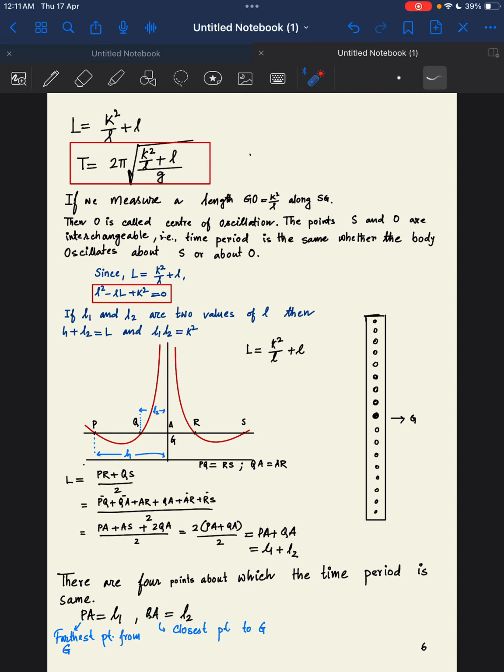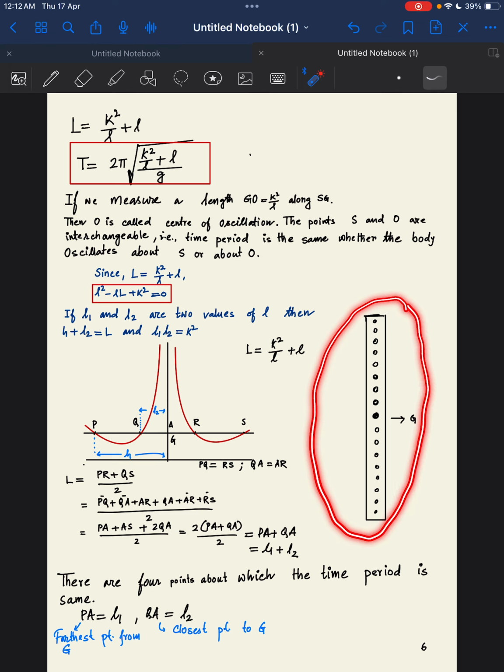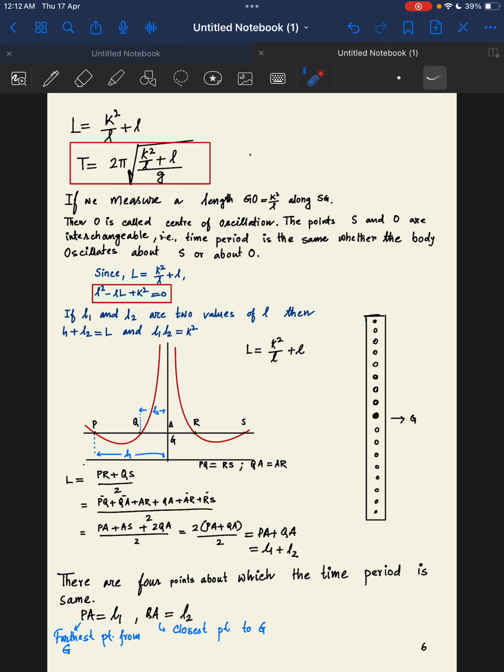So I can find L precisely from the graph, and there is no approximation like the bob must be a point mass. In this case there is no concept of point mass because this is a rigid body and the mass is distributed over the length. So the concept of point mass is neglected here and that can be omitted. So the difficulty of finding L with approximation is not here. That is the advantage of the compound pendulum. So we can omit that error in measuring G.